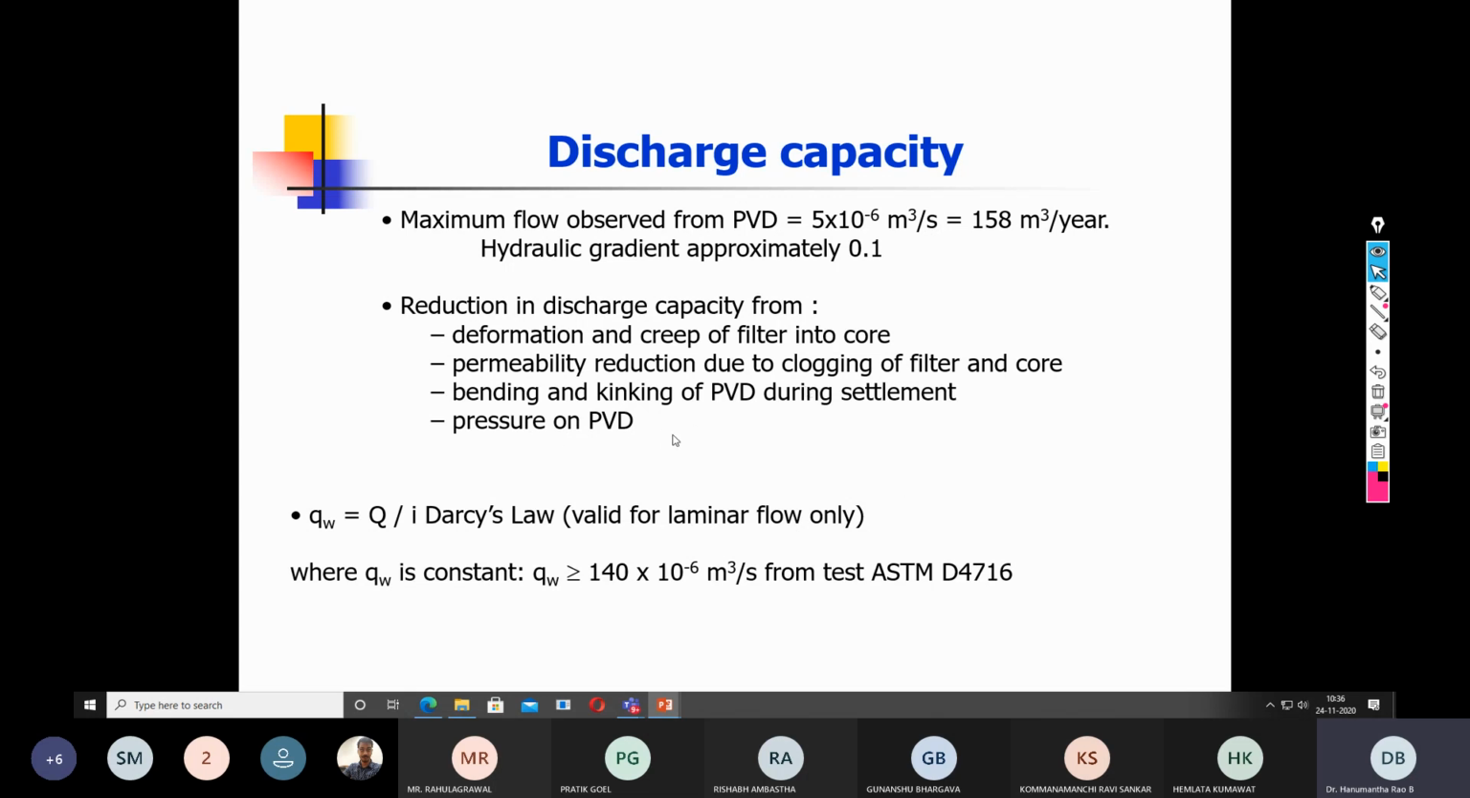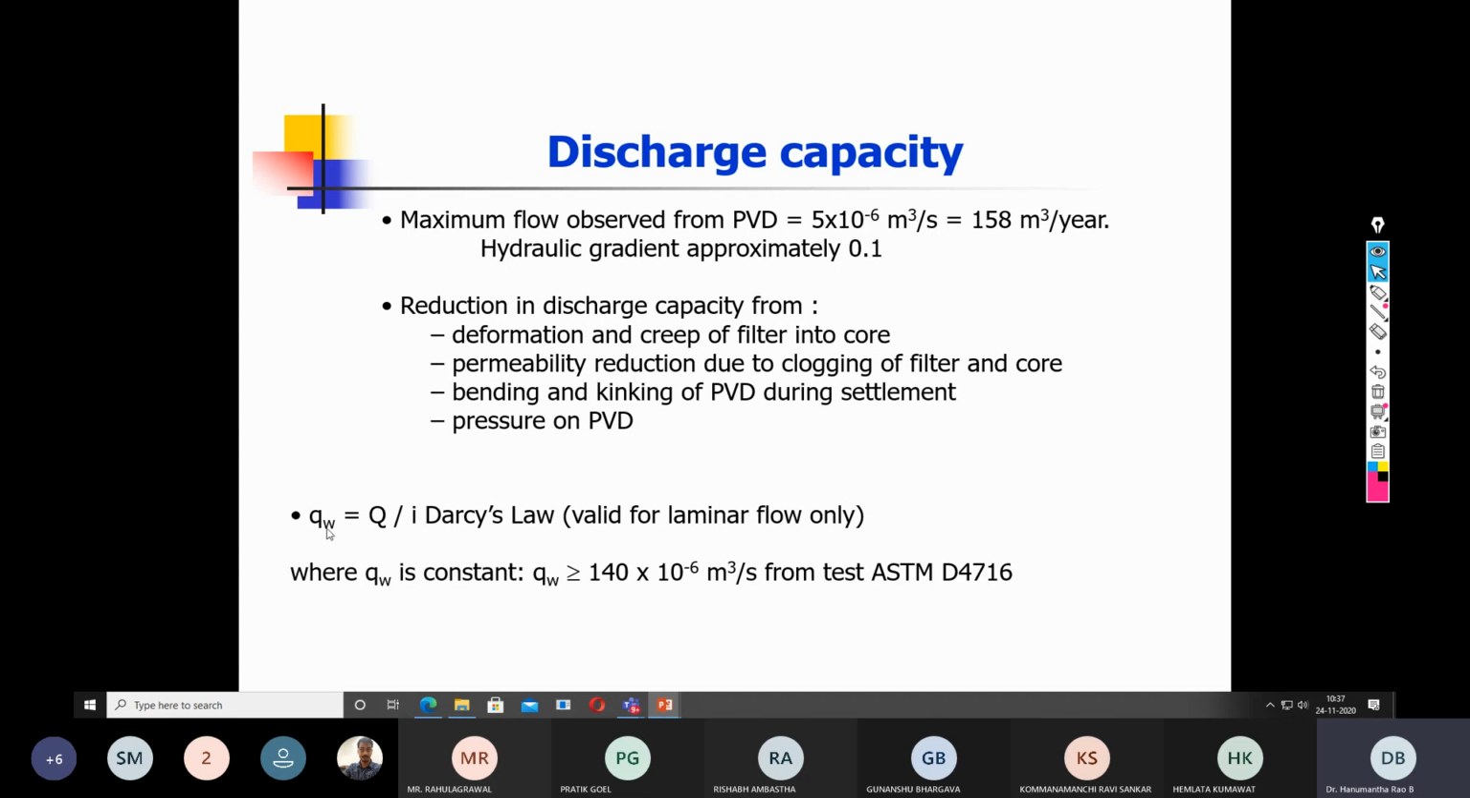Then pressure on the PVD. PVDs are soft materials. They cannot take any amount of pressure coming in the axial direction. So these four factors might affect the overall discharge capacity of the PVD. Therefore, when you design the PVD, take into account these four important features.